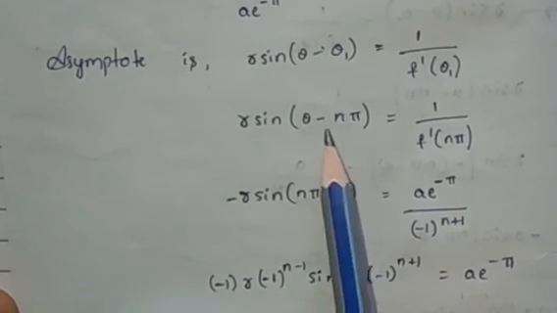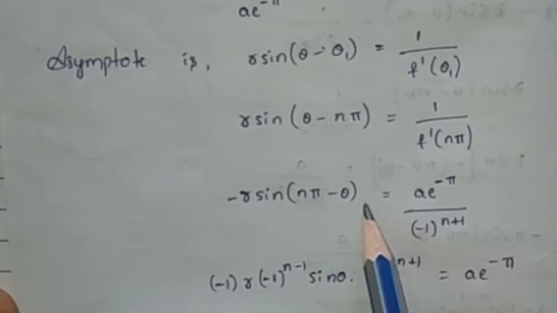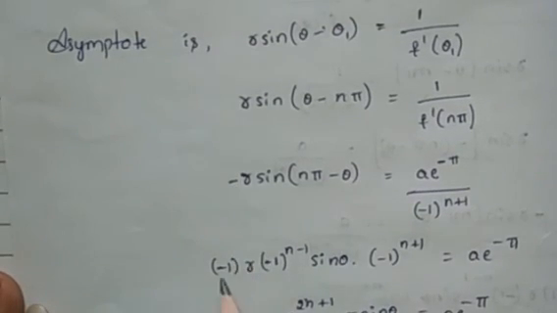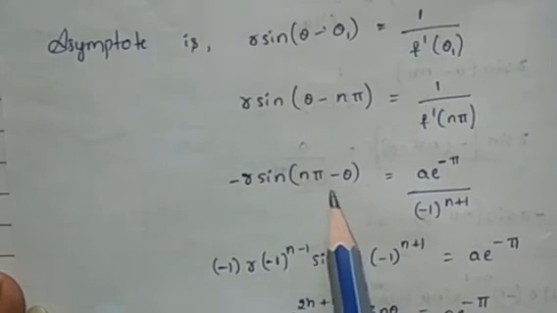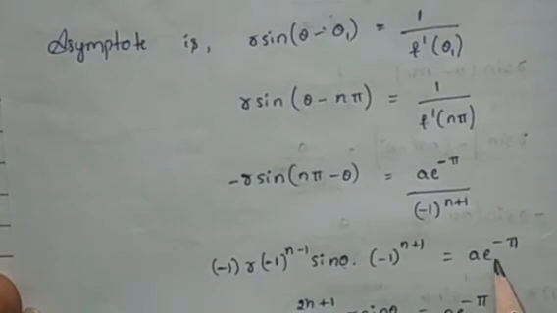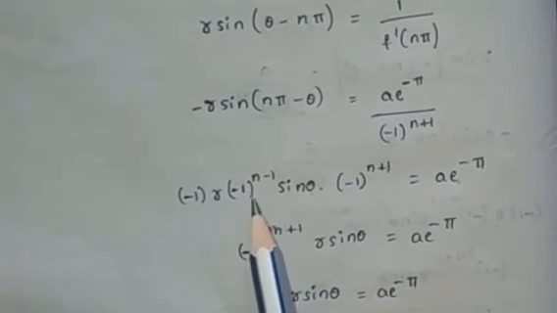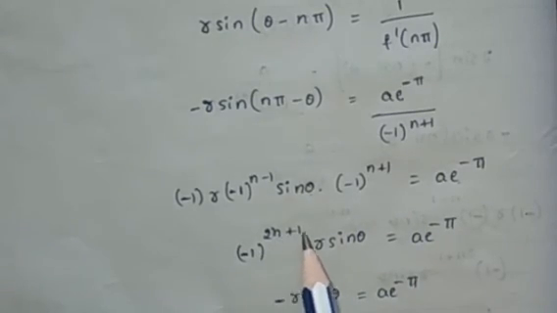Next, in this case you take the minus sign outside, you get minus r sin(n pi minus theta). Okay, so next minus 1 r into sin(n pi minus theta) means (minus 1) whole to the power n minus 1 sin theta. Next, I multiply this to this side, which is equal to a into e to the power minus pi. Okay, then next these three you write as minus 1 into (minus 1) whole to the power minus 1 into (minus 1) whole to the power n plus 1 means (minus 1) whole to the power 2n plus 1 into r sin theta which is equal to a e to the power minus pi.